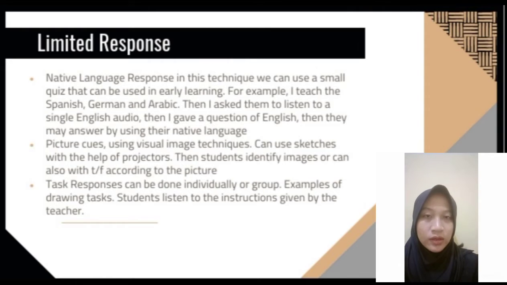Picture choice. Using a visual image technique. Can you sketch with the help of projectors? The student identifies the image, or can also answer with T or F according to the picture. Task response can be done individually or in a group. Example of a drawing task: students listen to the instruction given by the teacher.